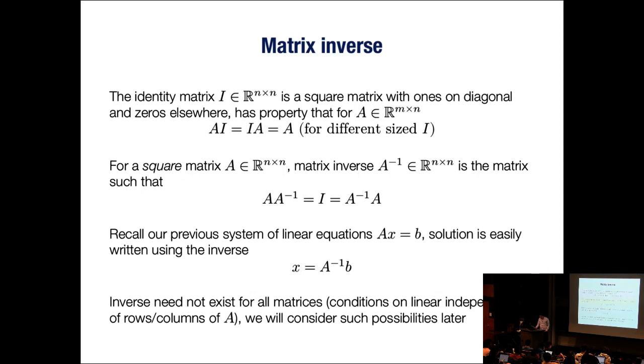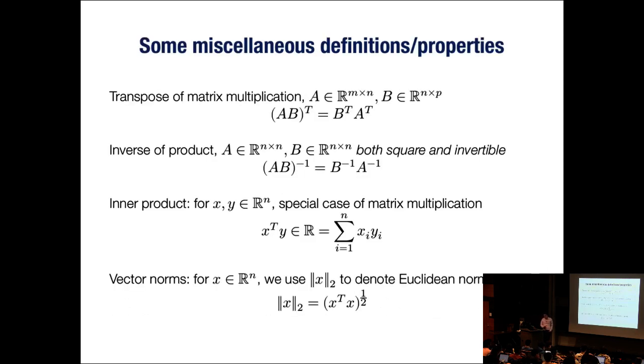Okay, last slide. Just some miscellaneous definitions and properties, which may be useful. If you take a product of matrices and transpose it, that's equal to the product of the transposes, but you have to flip the order. So (AB) transpose equals B transpose times A transpose. The same thing happens for inverses: (AB) inverse equals B inverse A inverse.